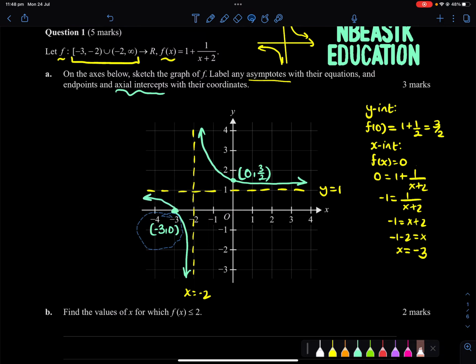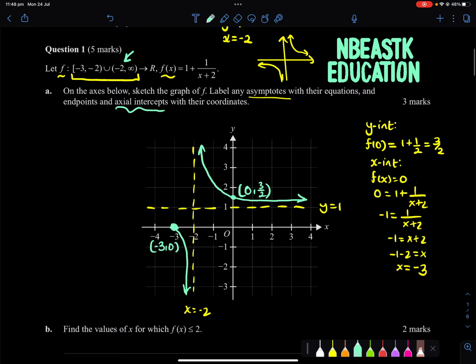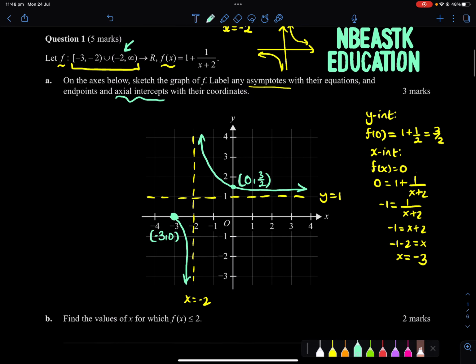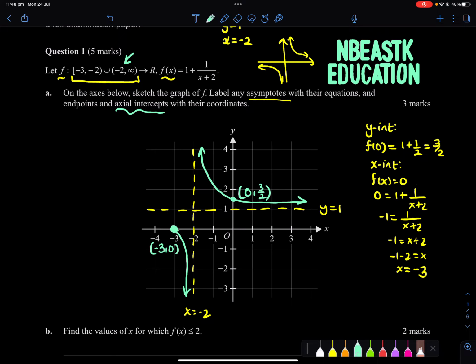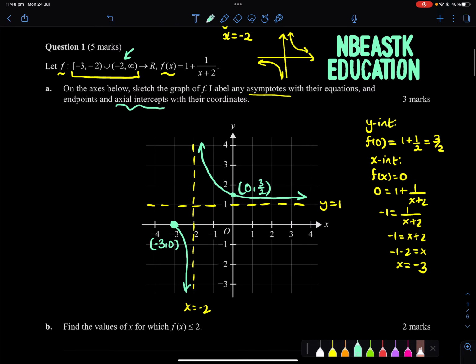Before we have finished the question, we need to remember we have a domain restriction from negative 3 to negative 2. What that means is that we have to delete this part over here. So it's from negative 3 to negative 2, which is our asymptote, and negative 2 to infinity. So this is how the graph would look. Have we forgotten anything? Doesn't look like we've forgotten anything. So that's the graph. We've labeled all asymptotes, endpoints, and axial intercepts with their coordinates.